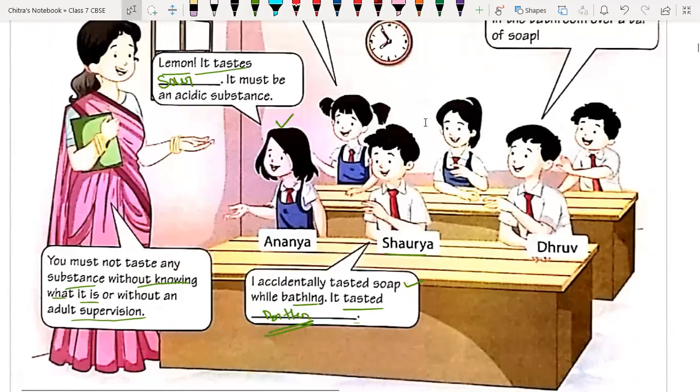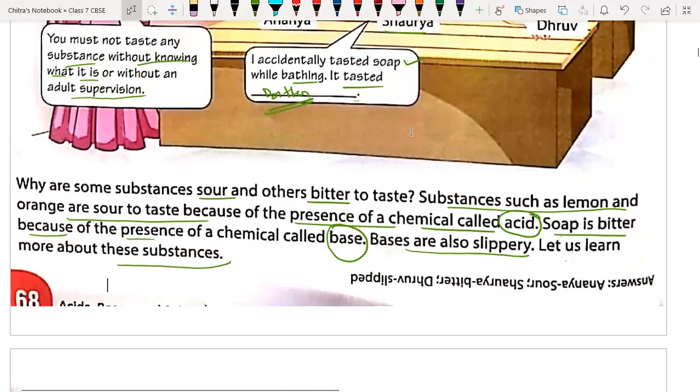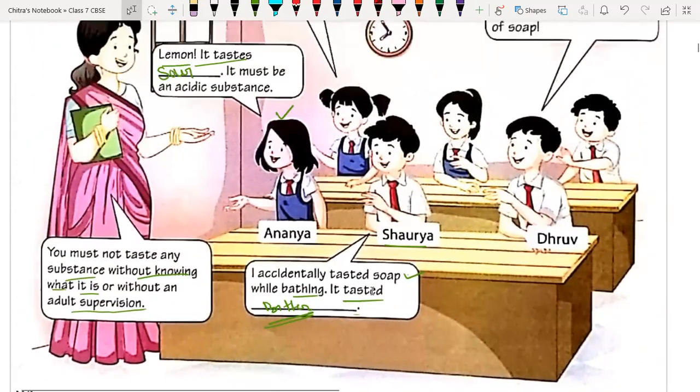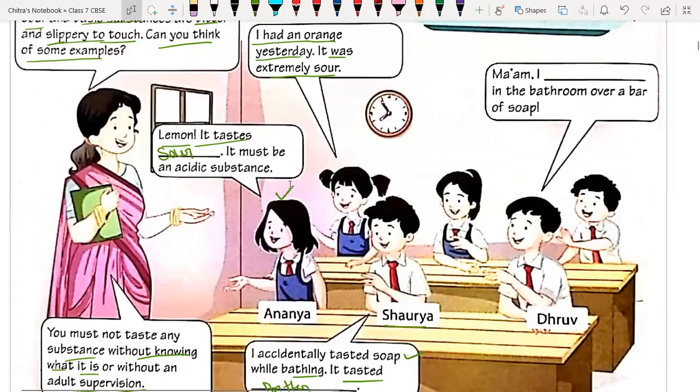Now see Dhruv's answer here. It is slippery. Dhruv slipped in the bathroom when he put his foot on the soap. That means Dhruv felt that basic substances are slippery in nature.